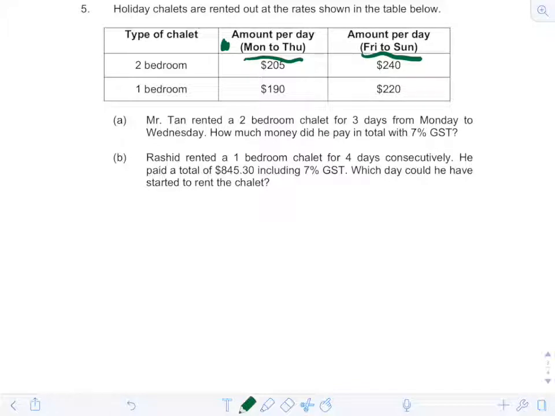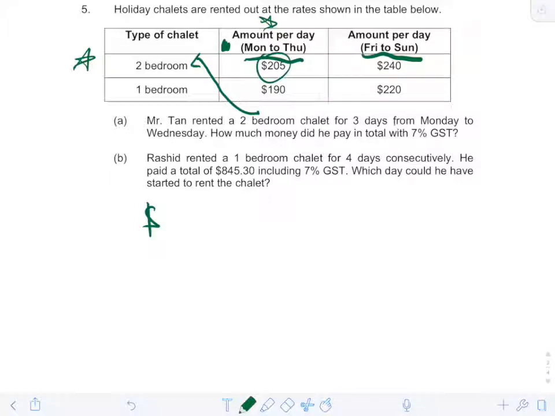Okay. So all we need to do is find the 2-bedroom, connect it to the 2-bedroom. Okay, we know it's this column. Then we got to find the days, which is Monday to Wednesday. This column, this is the rate. Alright, 3 days, $205 times 3 days, you get $615. Okay, how much money did he pay in total with 7% GST?